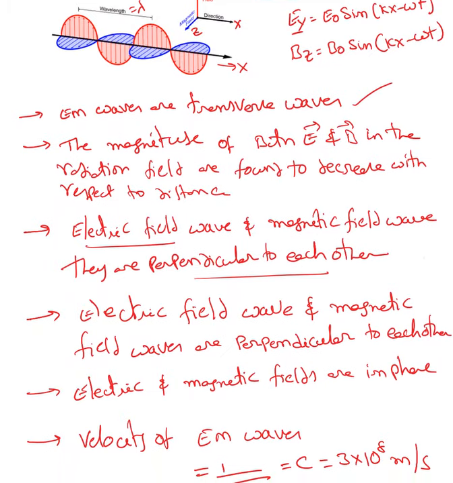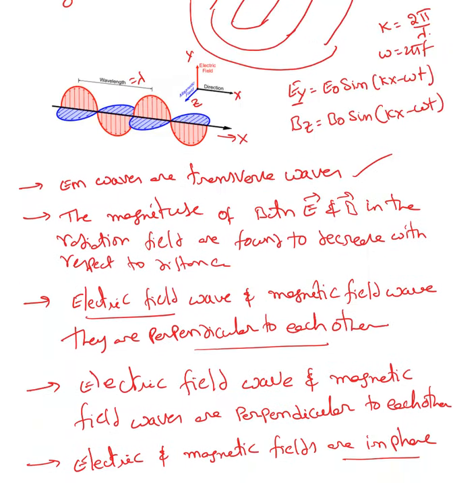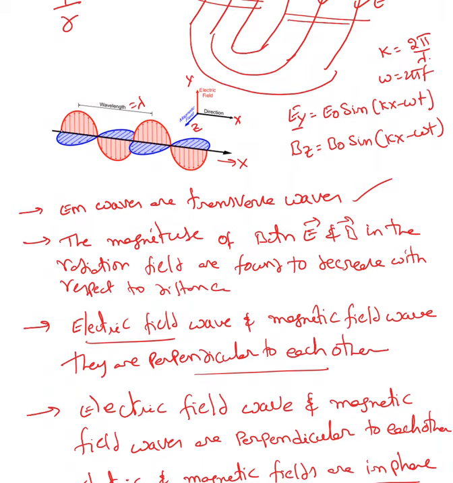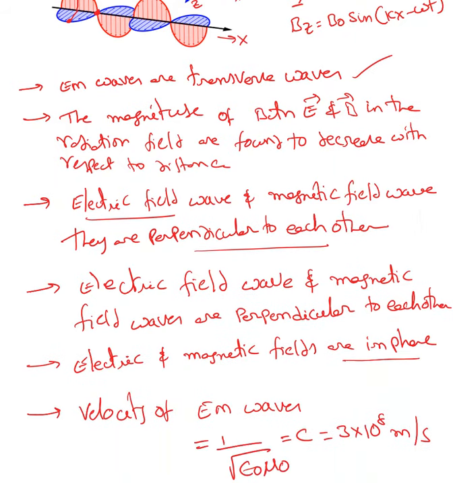And the next important one is that electric and magnetic fields are in phase. So here they both are in phase. In phase is nothing but whenever the E is reaching the maximum value, B is also reaching the maximum value at the same time. If they both reach maximum values at the same time and zero at the same time, we call that in phase. So both waveforms are in phase.